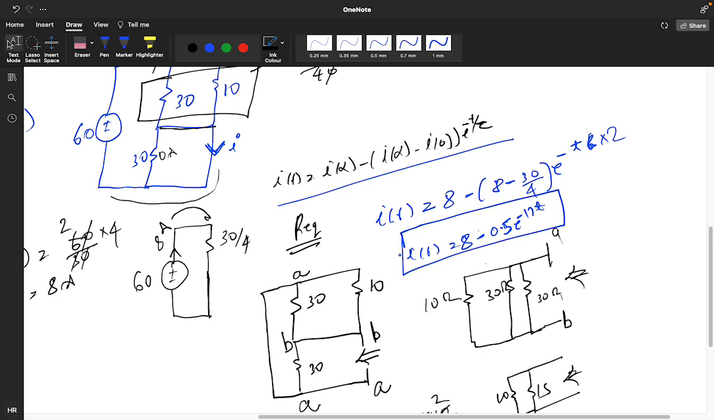So same answer you got or different answer? Same answer, sir. You got the same answer. That's fine then. You understood how to solve these questions. Yes, sir. Okay, fine. So this was the basics, just a simple basic question.